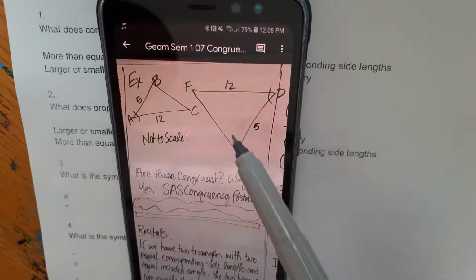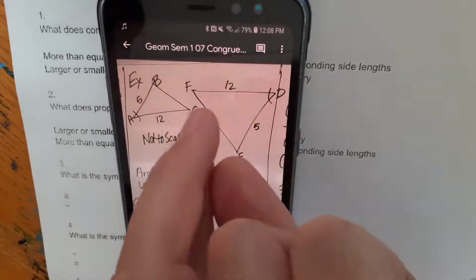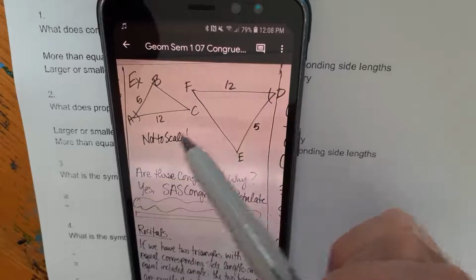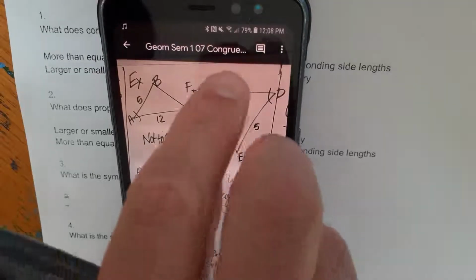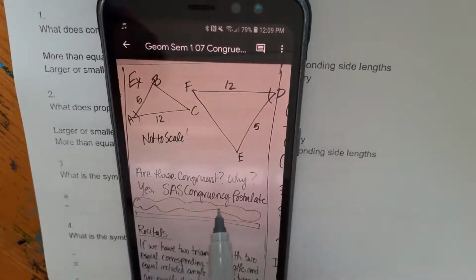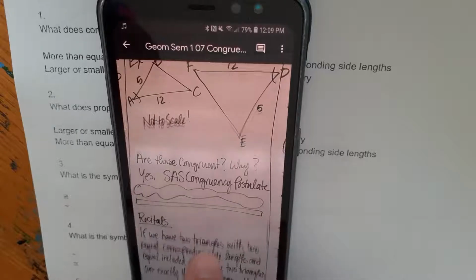So these two sides correspond to each other. Now I know this triangle's been rotated, but if we took this one and rotated it around so that the 5 was here, the 12 would be down here, and the included angle would be right here. So you might have to rotate the orientation of one of these triangles to get it to match up with the first one. Are these congruent? Yes. SAS Congruency Postulate is our reason.